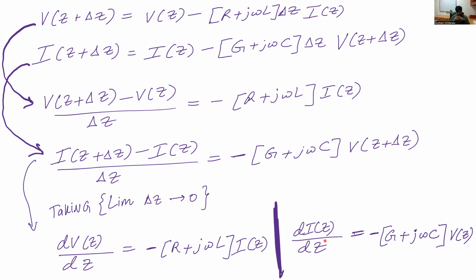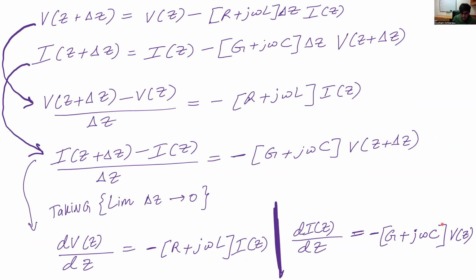So how are we going to go from this to the next step? We are just going to take the derivative of dV(z)/dz again. So we're going to add another d/dz over here. And when you do that, there's going to be a d/dz of I(z) here. But dI(z)/dz is just going to be this.